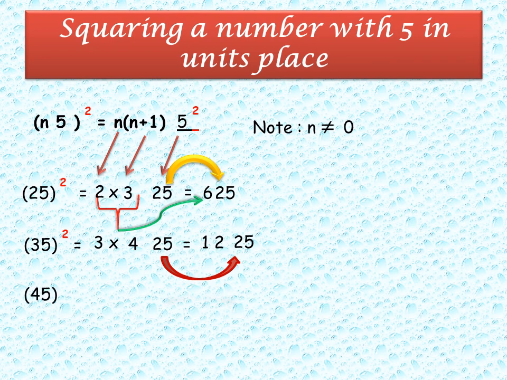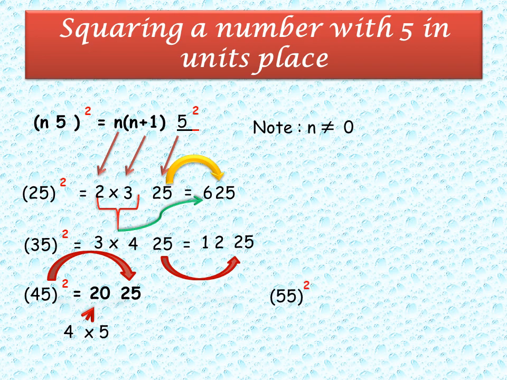Then let us see another example, 45 square. So n here is 4 and n plus 1 is 5. So 4 into 5 gives the answer 20. And if we add 5 square next to this 20, we'll get our answer for 45 square. 5 square is 25. So 2025 is the 45 square.